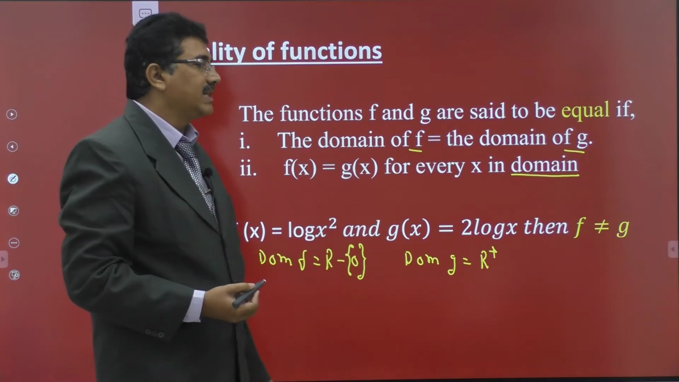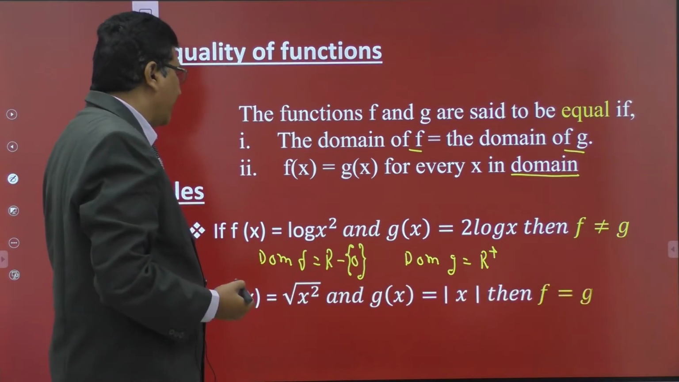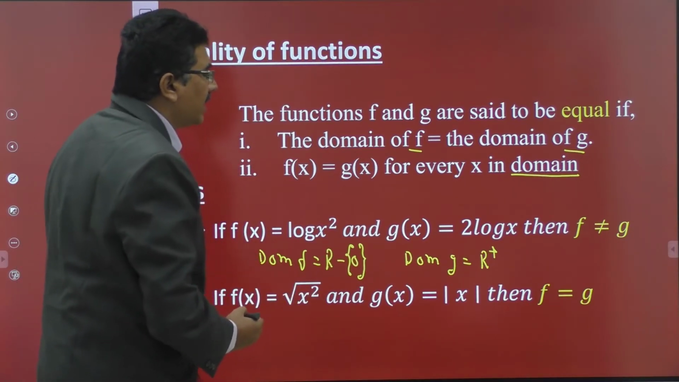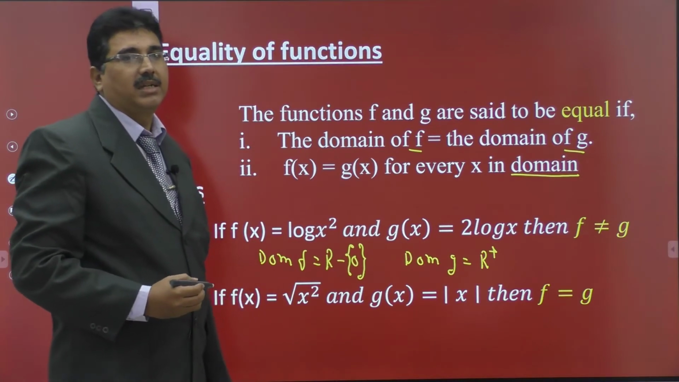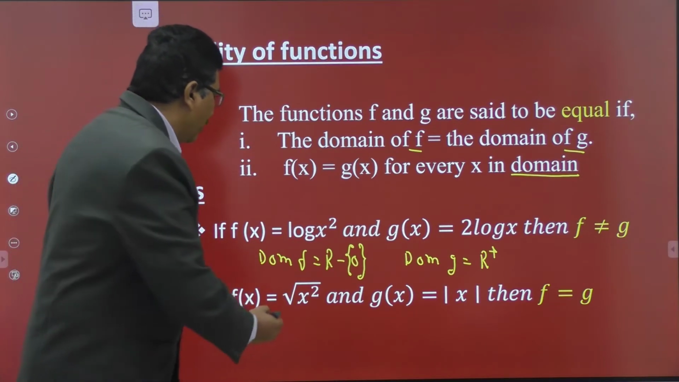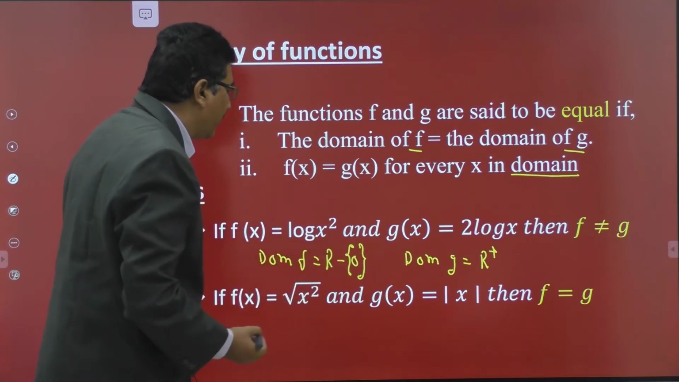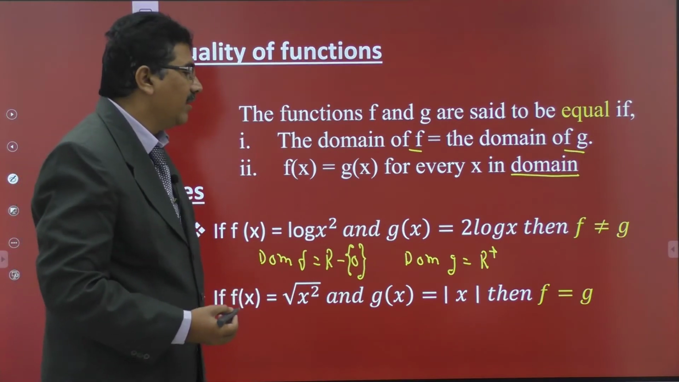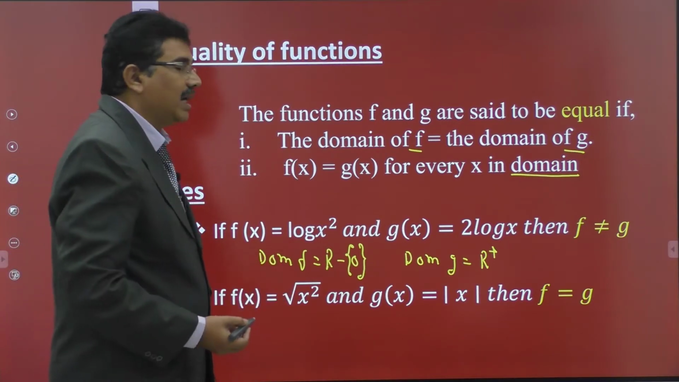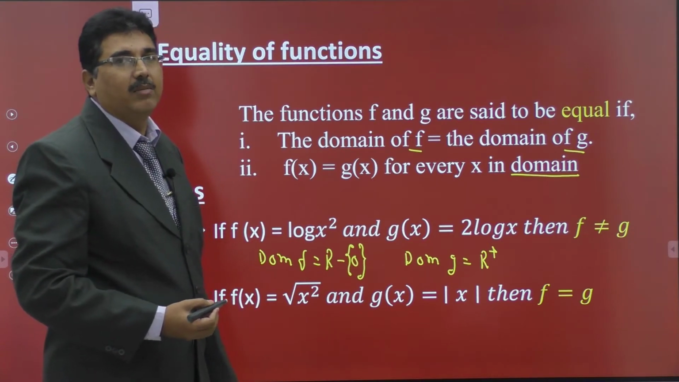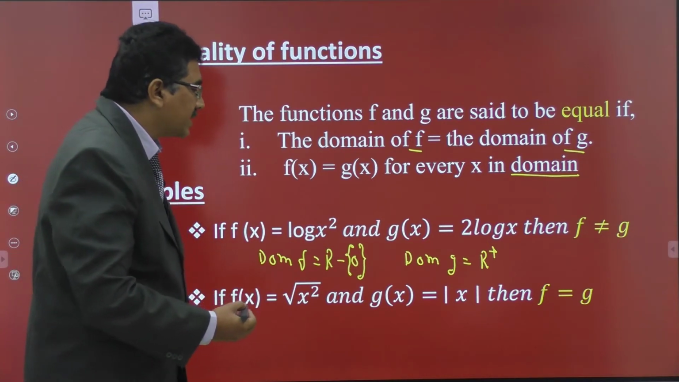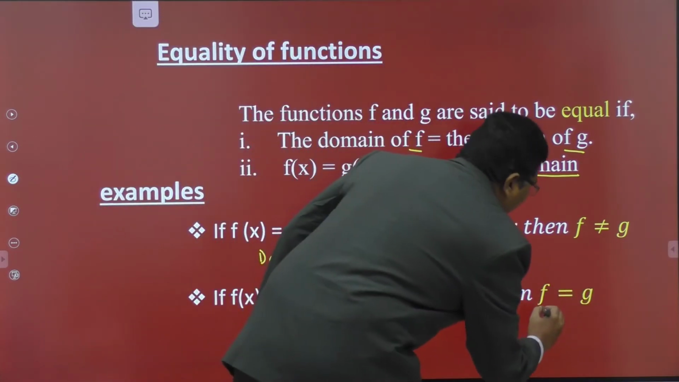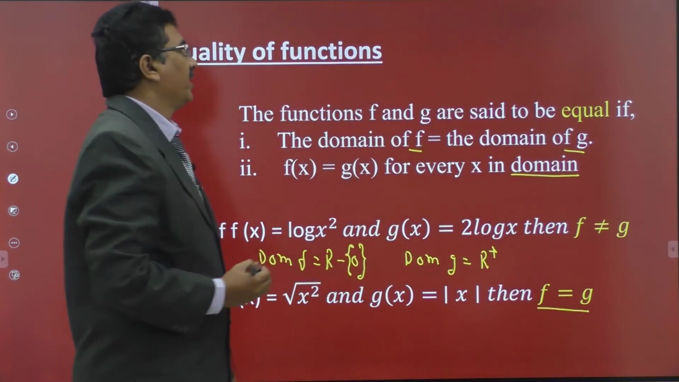Now see the second example. If f of x is equal to root x square and g of x is equal to mod x, in this case the domain of f and the domain of g are the same, that is the set of all real numbers, and also the image of each element in the domain with respect to f and g are the same. So in this case f is equal to g.